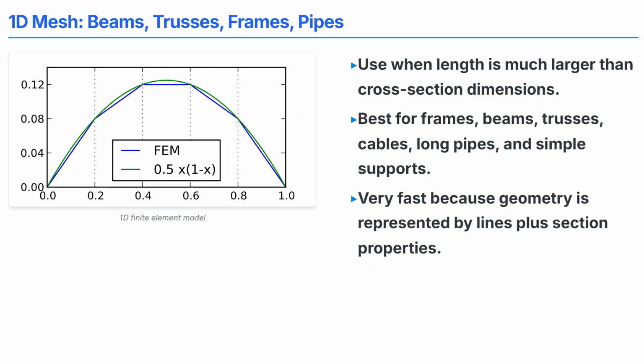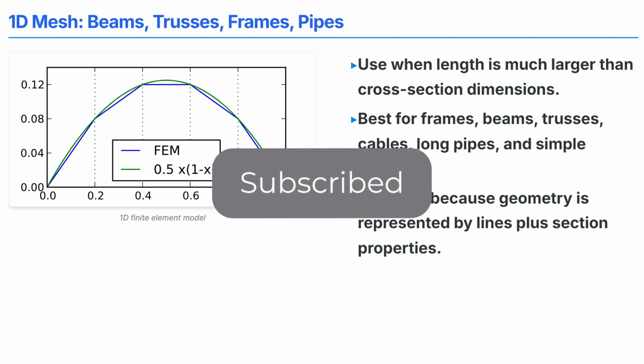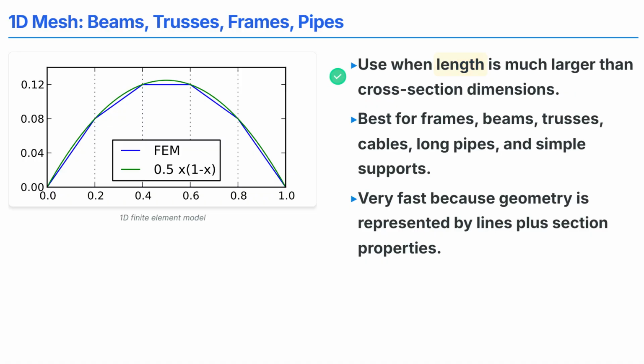The biggest advantage of 1D meshing is speed. It gives reliable global behavior with low computational cost. However, it is not suitable when we need detailed stress distribution across the full geometry. So basically, use it when length is much larger than the cross-sectional dimension. It is best for frames, beams, cables, and other related domains. It is very fast because geometry is represented by lines plus the sectional properties.